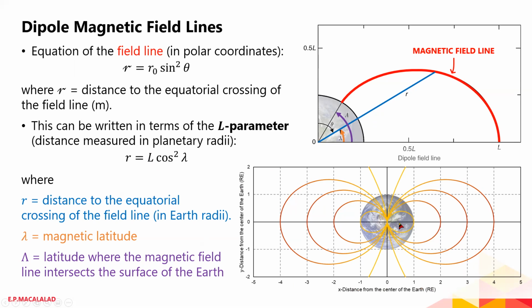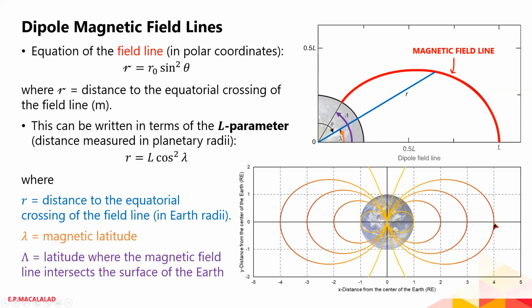So you can actually use this now. For example, for lambda equal to 0, that means you are at the equator. So if you're at the equator, lambda is equal to 0, so cosine 0 is equal to 1. Therefore, the distance of your magnetic field line at the equator from the center of the Earth is equal to the L parameter. So here we set the L parameter first, and then at different latitudes, you can know how far the point is from the center of the Earth.